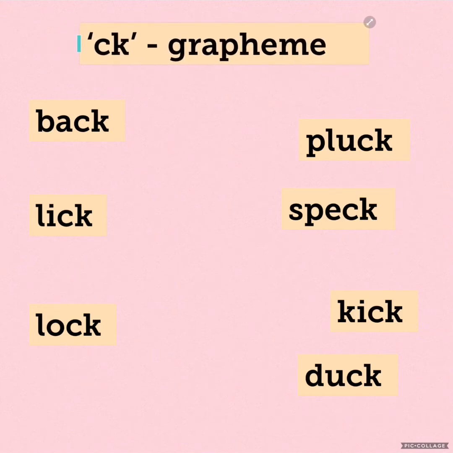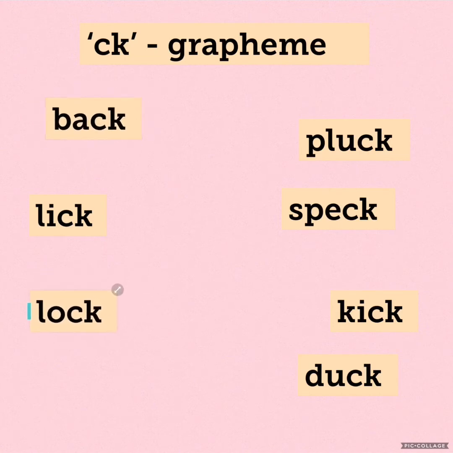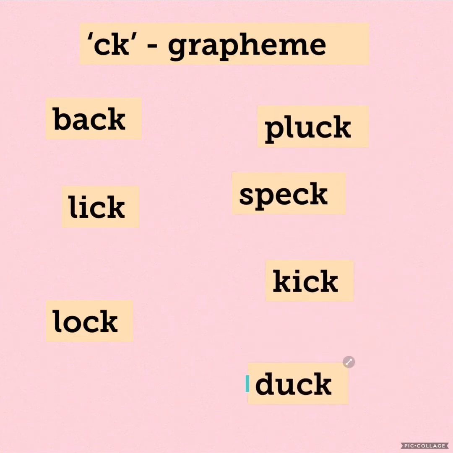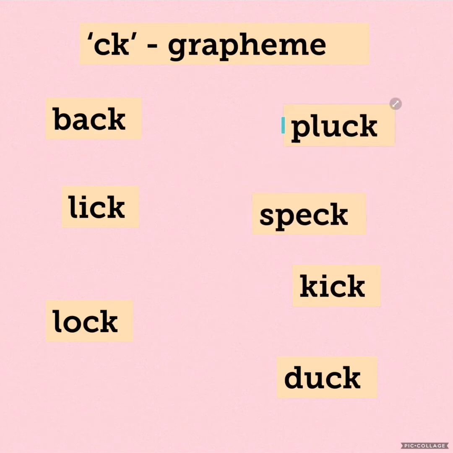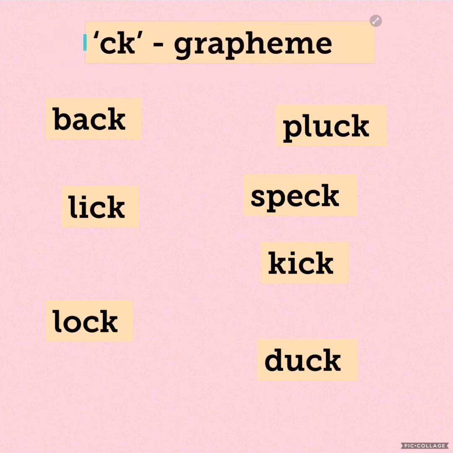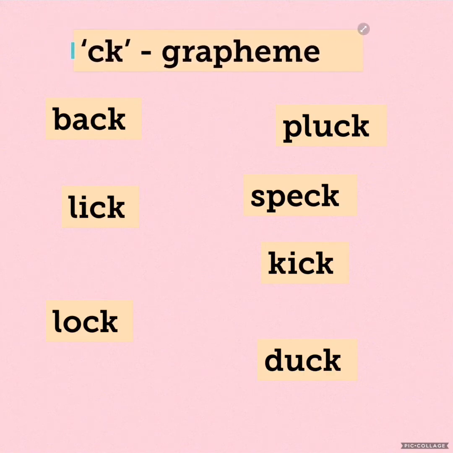Okay, the third grapheme we're going to look at to represent that K sound is the grapheme CK. The letters CK in English often represent that K sound, like back or lock. So please read these CK words to your mum or dad. If you think of any other CK words where the grapheme CK represents the K, please post them in the comments section.